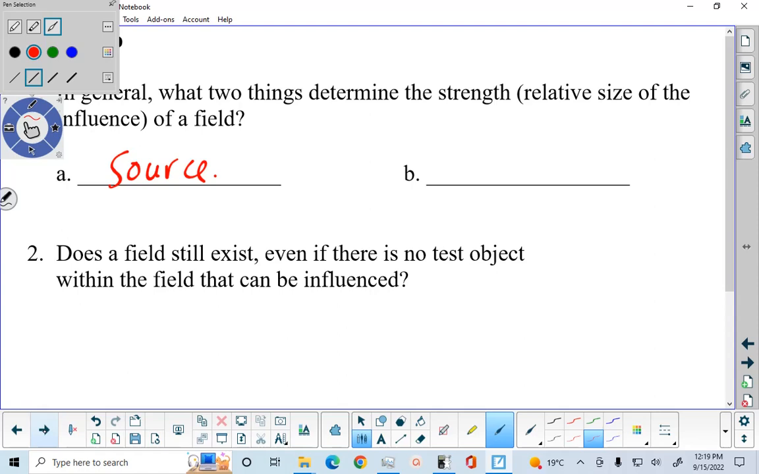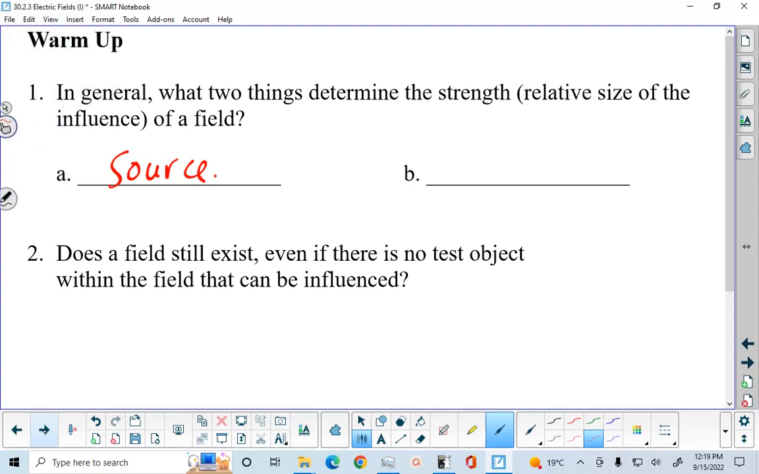So what I mean by that is, we can get a heat field produced in a number of ways. We can use a Bunsen burner, we can use a bonfire, we can use the sun. Those are all different sources. The other thing that determines the strength of the field is the location. More specifically, how close to the source you are, or how far away.